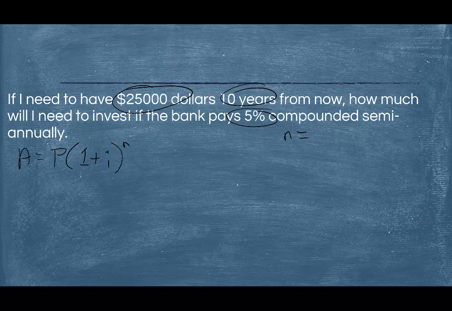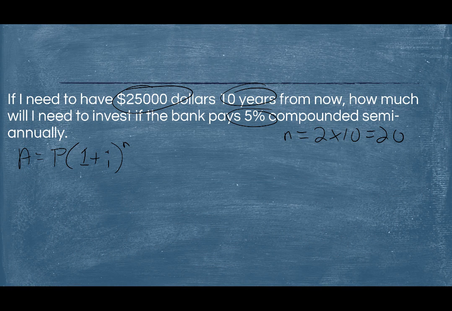So 10 years, twice a year, I'll just go 2 times 10 equals 20. There, that number is locked down. You know, I can start putting in... well, P is what we're going to try and solve for here.